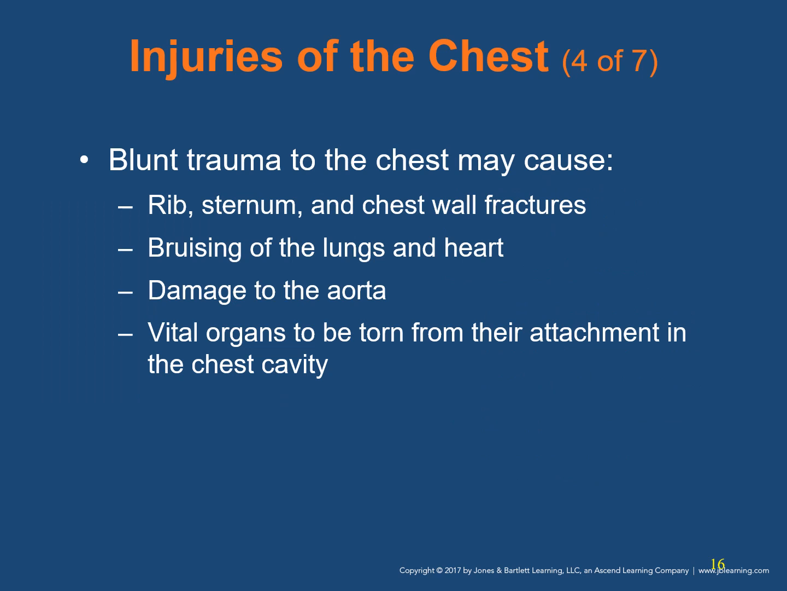Blunt trauma to the chest may fracture the ribs, sternum, and chest wall, bruise the lungs and heart, and even damage the aorta. Almost 1/3 of people killed immediately in car crashes die as a result of traumatic rupture of the aorta. Vital organs can be torn from their attachment in the chest cavity, causing internal life-threatening bleeding.